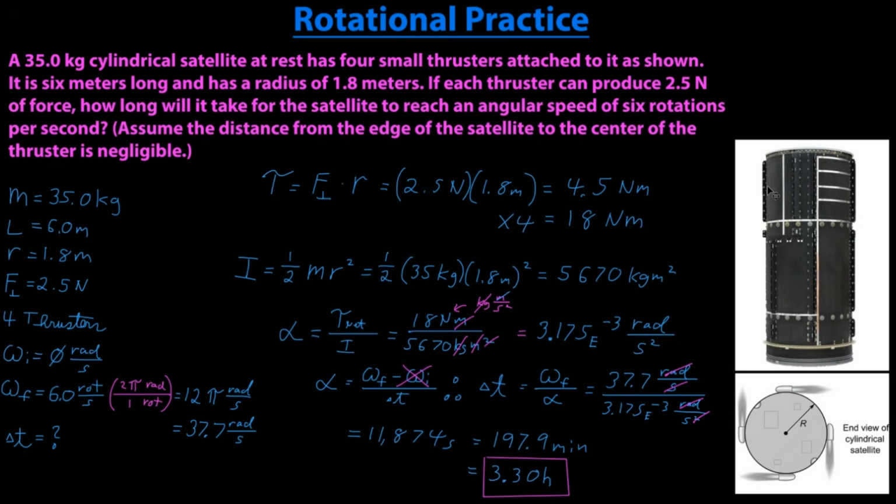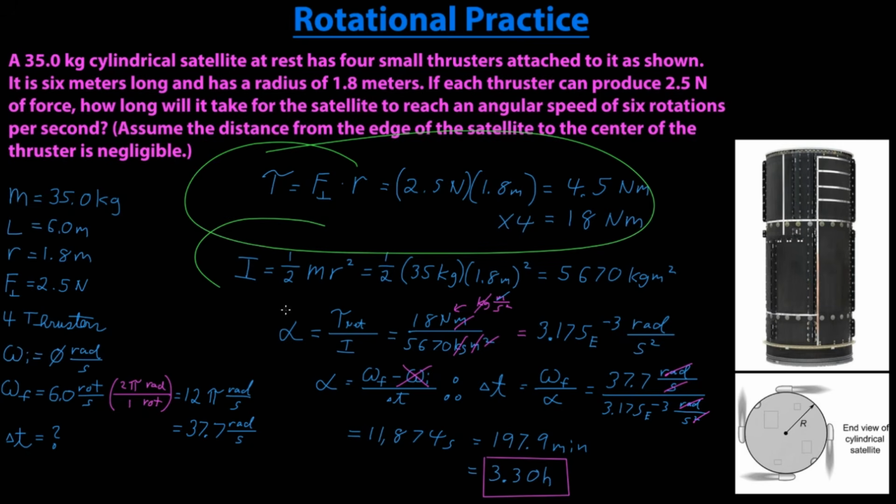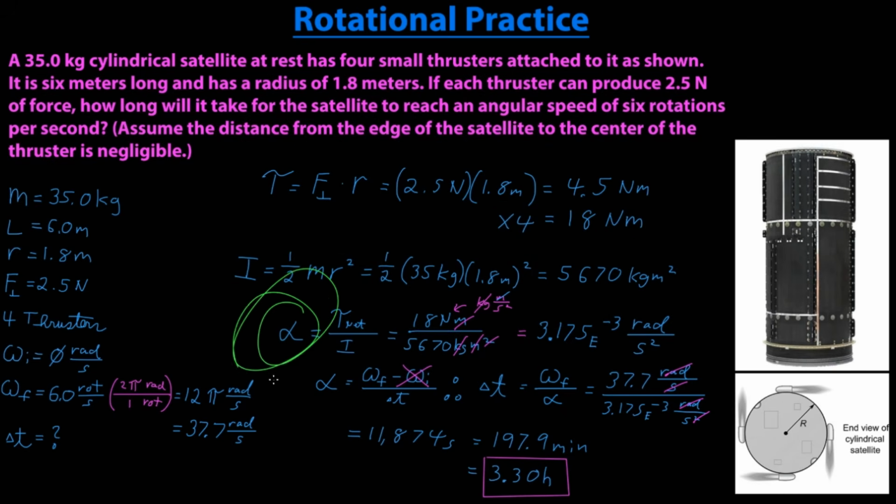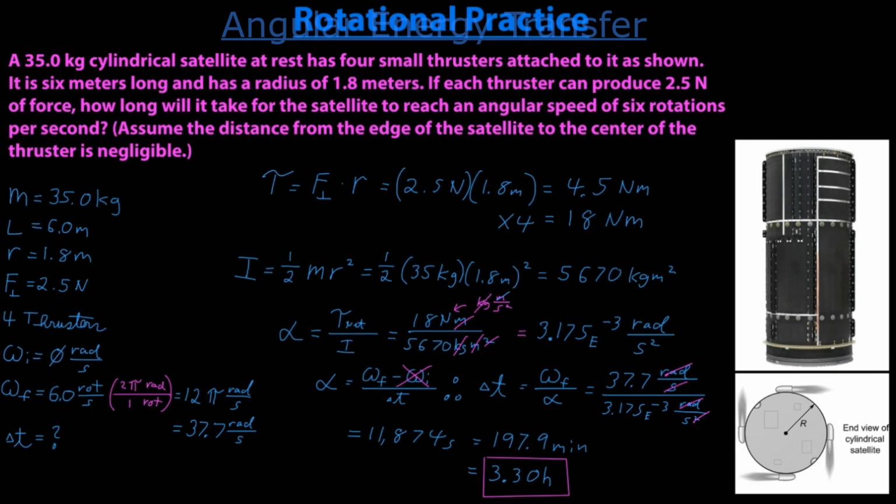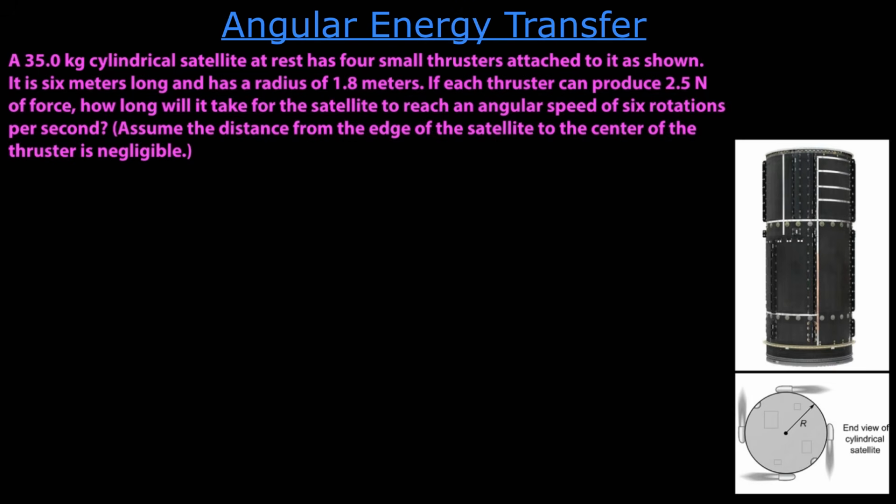So the satellite has a cylindrical shape, and the 4 rockets are at right angles to the radius. After listing our givens, the last time we did this, we got torque and we got moment of inertia. We're going to start the same way. We're going to do something different here. The last time we got angular acceleration, we went after time, and we got 3.3 hours. So we are going to do this problem again.